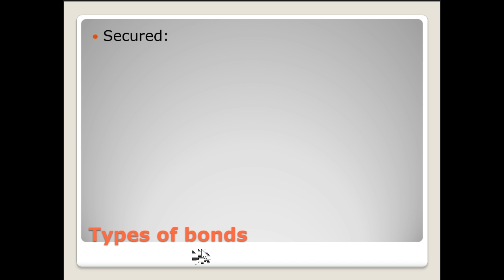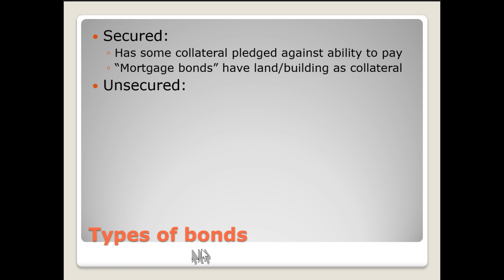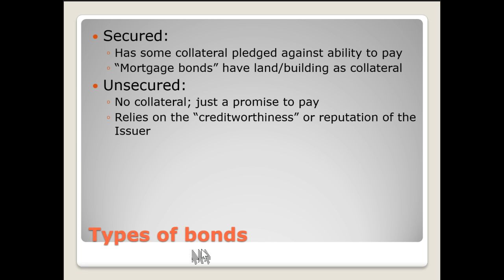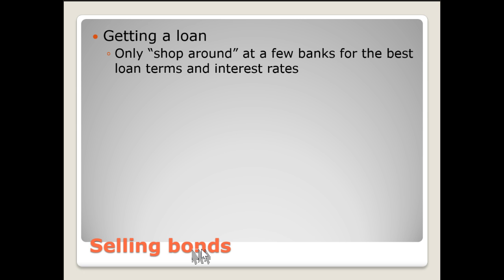Now, your book goes through various types of bonds, and right here we show two of the most important distinctions, and that's between secured bonds and unsecured bonds. Secured bonds are secured by some sort of physical collateral, like a building or land. Unsecured bonds have no collateral. They are just a promise to pay, and they do rely on the reputation or the creditworthiness of the bond issuer.